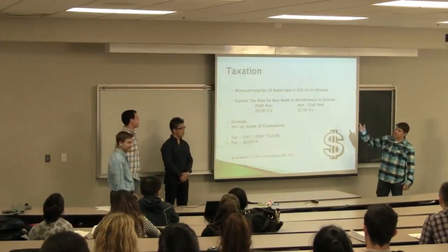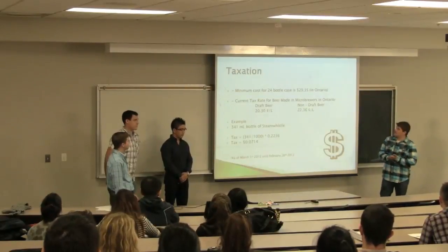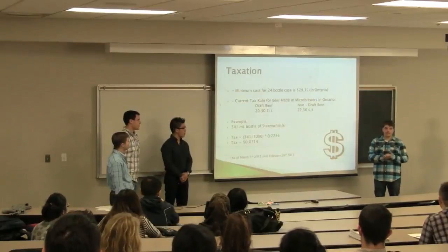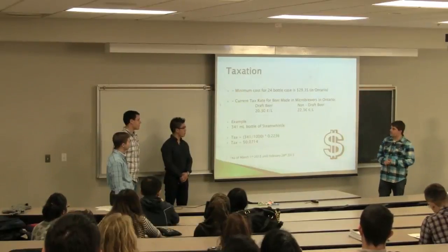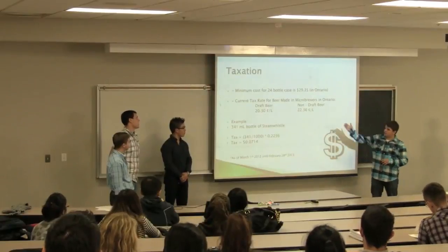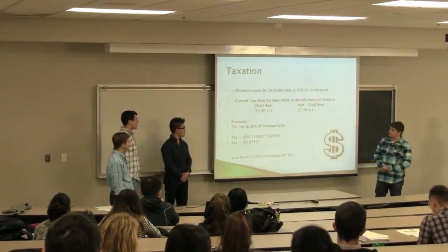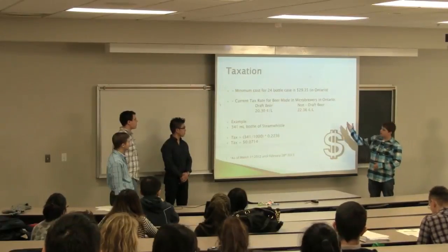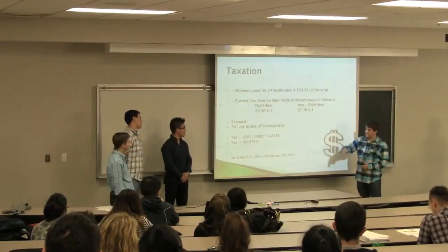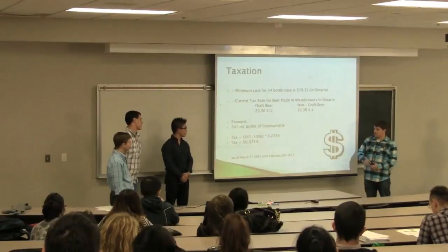So then after that, there's a taxation on it. The minimum cost for a 24 bottle case in Ontario is $29.35, and that has increased in the past year by 55 cents, so it was cheaper last year, it's gone up. So the current tax rate for beer made by microbrewers in Ontario, for the kegging, so draft beer, it's 20, well, 20 cents, 30, but you can convert that to dollars. And then non-draft, so an example I've done here is for one bottle, it's 7 cents per bottle that's on it, and that's because it changed on March 1st.